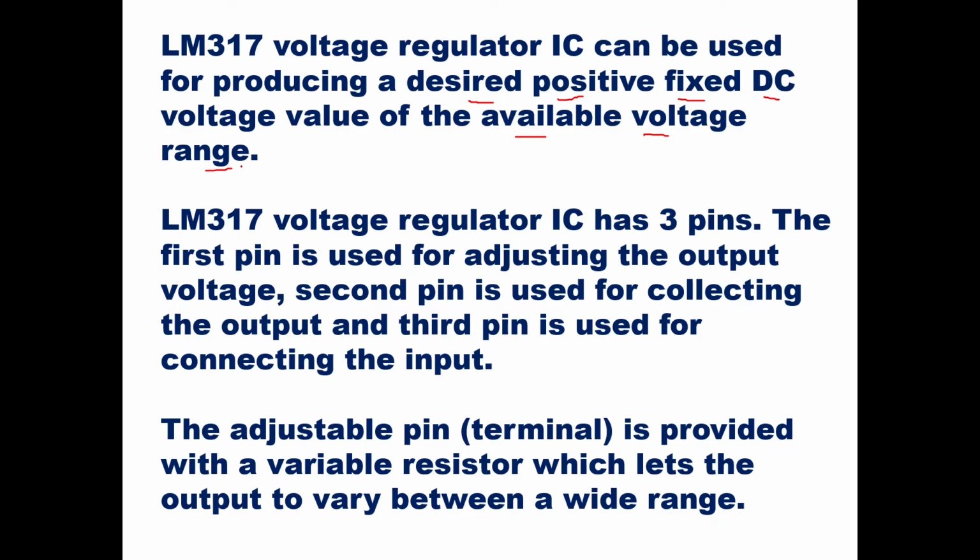The LM317 voltage regulator IC has 3 pins. The first pin is used for adjusting the output voltage. The second pin is used for collecting the output, and the third pin is used for connecting the input. The adjust pin terminal is provided with a variable resistor which lets the output vary over a wide range.